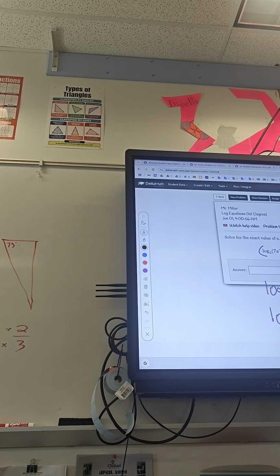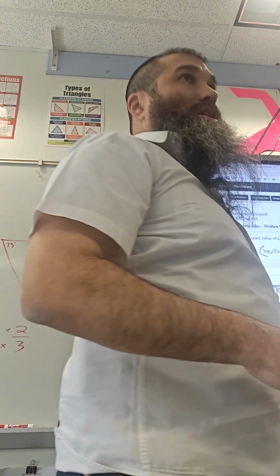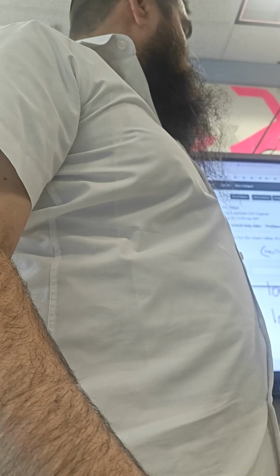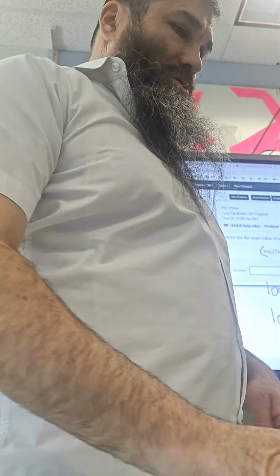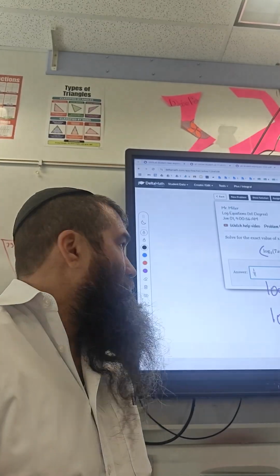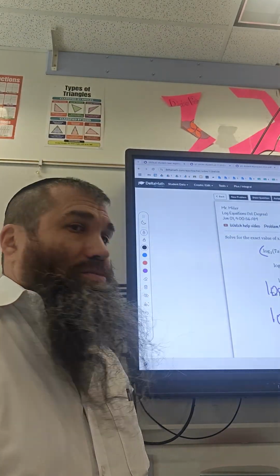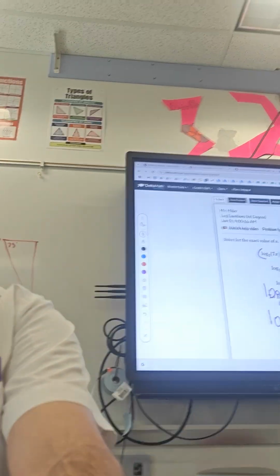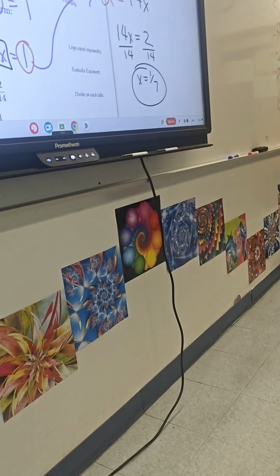You got a lot of weird answers here. 14x equals 2, so you divide by 14, and I think they want this as a fraction. X equals 1/7. A lot of fractions with these. They want the exact value, so you're not rounding to any decimal. When they say exact value, that means exact value. So it's just 1/7. And that's it. That was maybe 8 minutes, 8 minutes and 40 seconds.